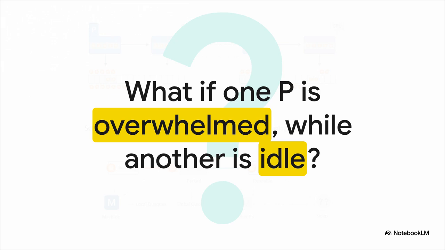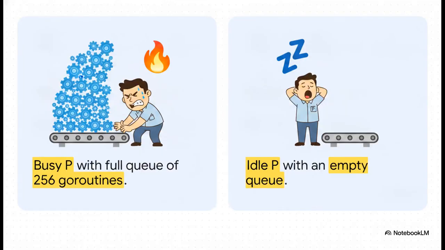Right, in an ideal world, every logical processor, or P, would have the exact same amount of work. But let's be real. In reality, like when you're processing a massive flood of uneven web requests, some tasks finish in microseconds, while others spawn hundreds of subtasks. So it begs the question, what actually happens when one processor is just absolutely overwhelmed with work, while another sits there completely idle?